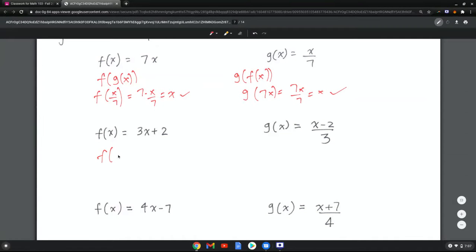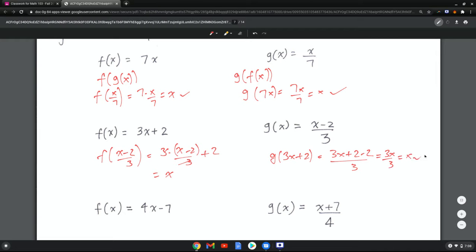Similarly for these, again, f of x minus 2 over 3 is 3 times x minus 2 over 3 plus 2, which is x. g of 3x plus 2 is 3x plus 2 minus 2 over 3, which is 3x over 3, which is x. So they are inverses.